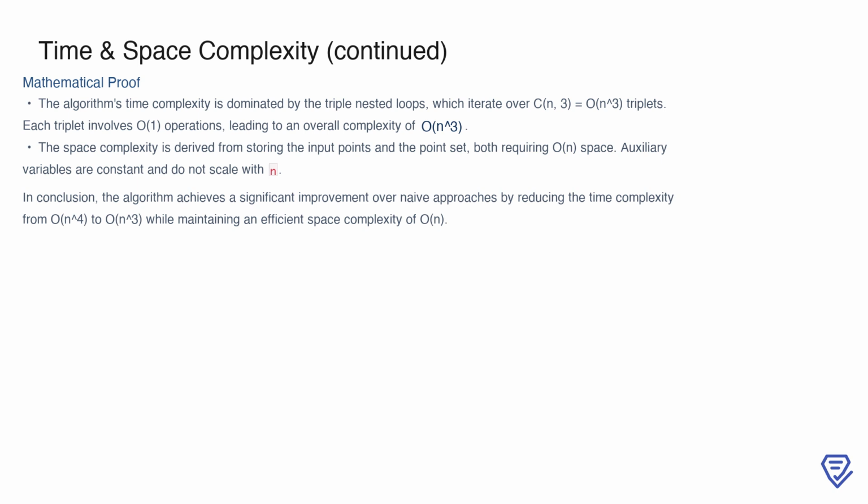On the other hand, the space complexity is straightforward to calculate. The input points and the set for lookups both require n space, while the auxiliary variables used during calculations are constant and do not depend on the size of the input. This leads to an overall space complexity of n. In conclusion, the algorithm strikes a balance between time and space efficiency, significantly improving upon the naive n⁴ approach by reducing the time complexity to n³, while keeping the space usage minimal at n.